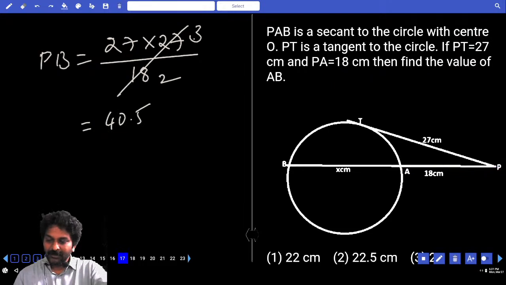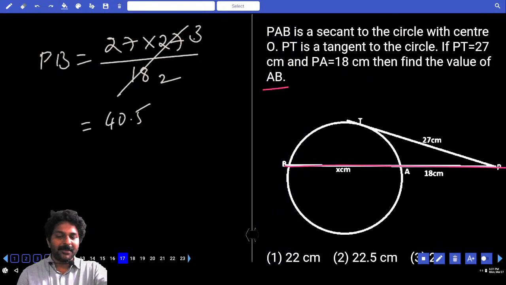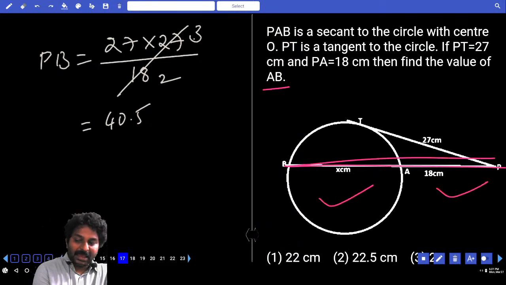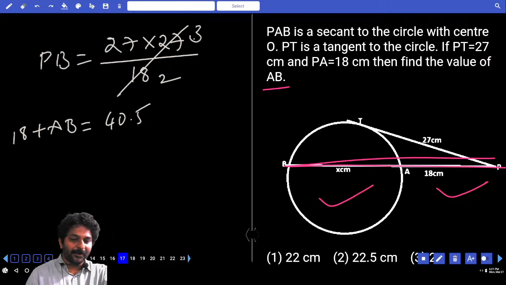Come on. Is the question about PB or AB? PB can be written as PA plus AB. PA 18 plus AB is equal to PB 40.5. AB is equal to 22.5.